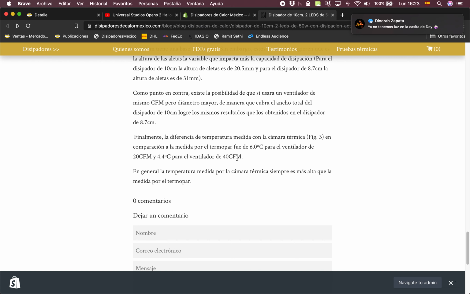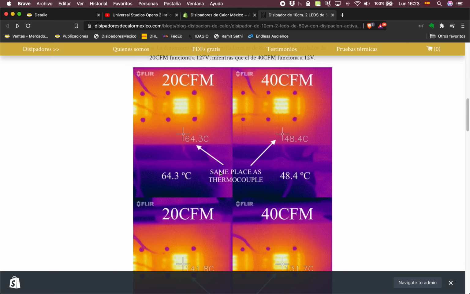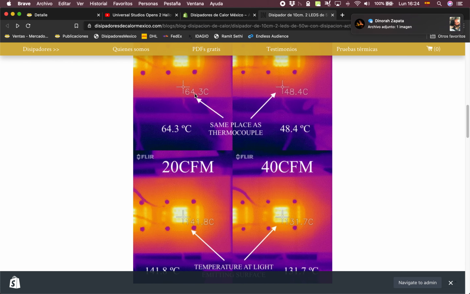Finally, the difference between the thermal images obtained by the thermal camera and by the thermocouple were 6 degrees for the 20 CFM fan and 4.4 degrees for the 40 CFM fan. And this is a behavior that is almost always seen, that the temperature measured by the thermal camera is higher than that measured by the thermocouple by this amount at around these certain temperatures.